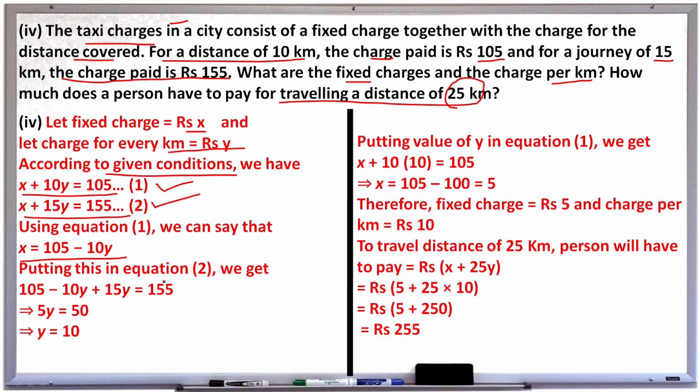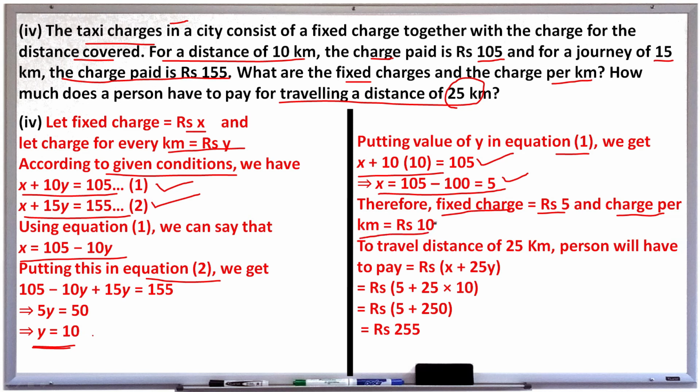Substitute this value in equation number 2, and you will get y is equal to 10. Put this value in equation number 1. We get x plus 10 into 10 is equal to 105. Simplifying, you will get x is equal to 5. Therefore the fixed charge x is equal to 5, and the charge per kilometer, that is y, is equal to 10 rupees.